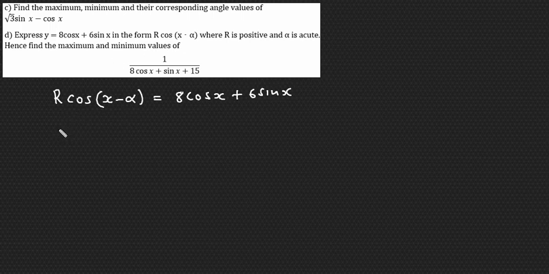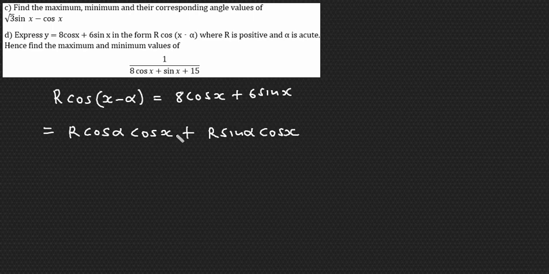So we expand this, it will be equal to r cos alpha cos x, then a plus, because when there is a negative in the compound angle expansion of cos, we put a plus here. So this is going to be r sin alpha sin x. So by comparing, we see that our r cos alpha is equal to 8, and our r sin alpha here is equal to 6.